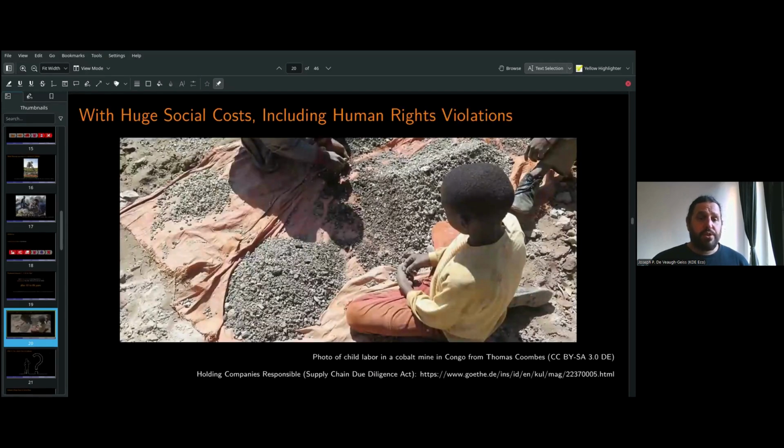And it also comes with huge social costs, including human rights violations. So the production of devices requires rare earth minerals that are often mined in non-democratic countries. Here we have a picture of a cobalt mine in the Congo with child labor. Okay. So every time your device is thrown away prematurely, if it still works, for example, then you are contributing to the e-waste issue, and you are then contributing to the production of new devices with all the costs that come with that.